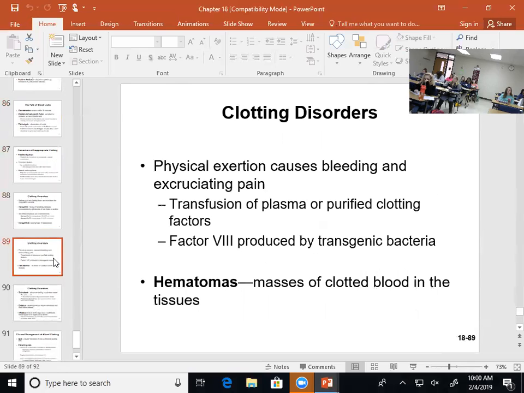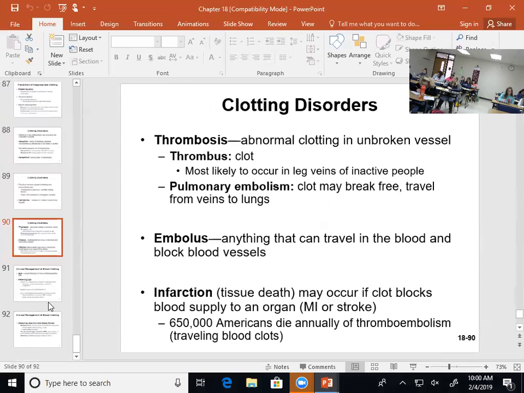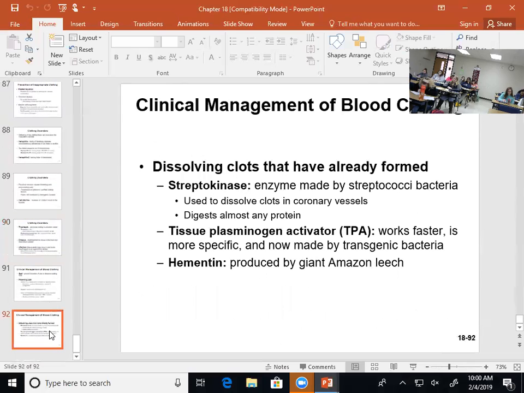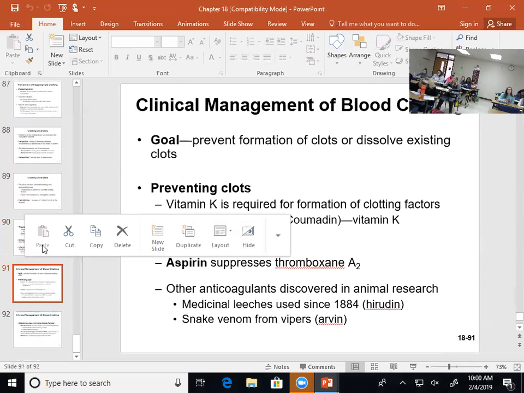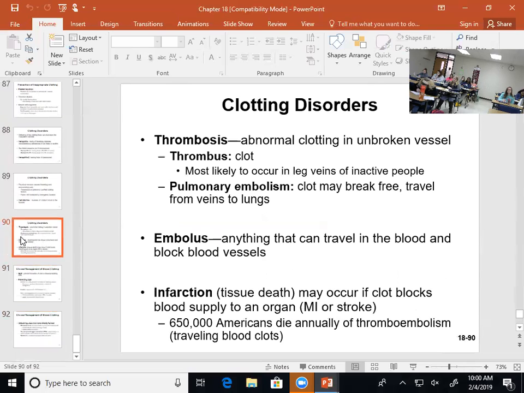And I don't think I added it to this slide, but I want y'all to know about something called DIC. Did I put it at the end? Maybe I put it at the end. I didn't put it anywhere. That's really sad. I put it on the other slide.